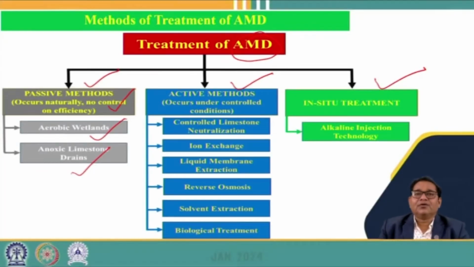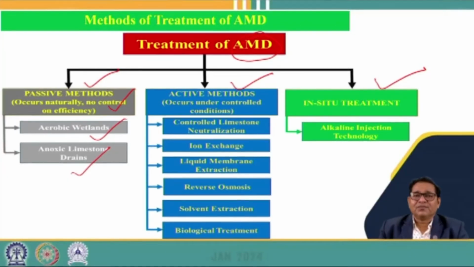And then if we talk about the active methods, so active methods are those methods which we engineered and we have full control on its process parameters, and because of this the efficiency is very high using this treatment system. So treatment efficiency is good, but this system requires energy input, requires a lot of chemicals, requires a lot of process control, so it is relatively costlier than the passive methods, but in terms of efficiency this treatment system is much better than the passive treatment system.